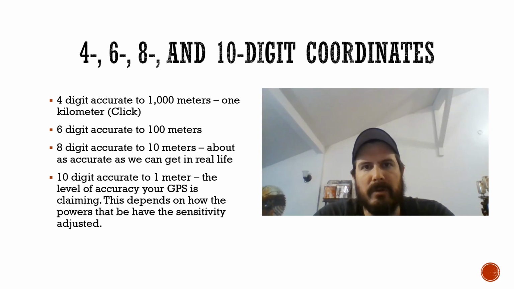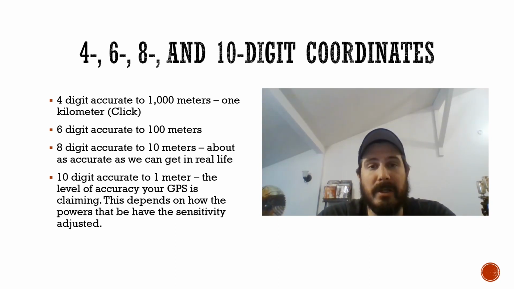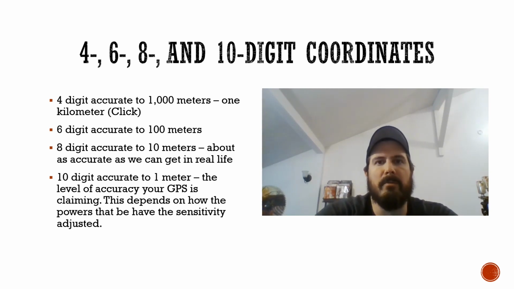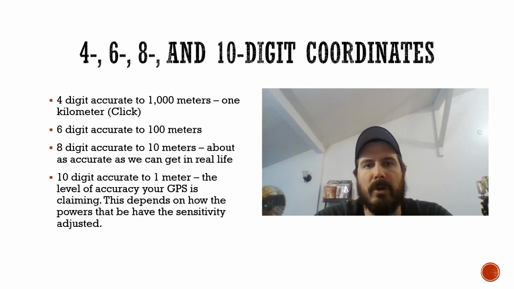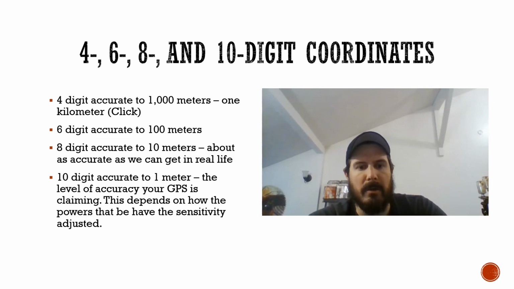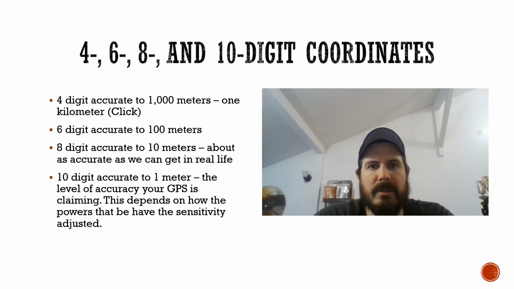You can't get 1 meter accuracy off map and compass just because the scale is too small for that level of precision. Your 10-digit coordinate is usually how it's going to be given, especially if it's off some GPS software. That's accurate to 1 meter. Most GPS machines, they're not even accurate to that based on the sensitivity that the powers that be currently have your GPS set at. That's something that can be adjusted, and that's because it's military technology, and sometimes they don't want everybody having super precise coordinates.